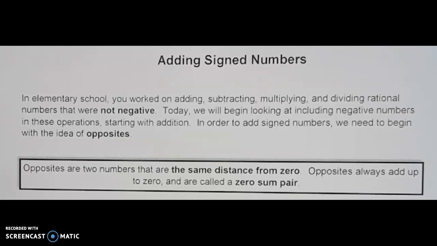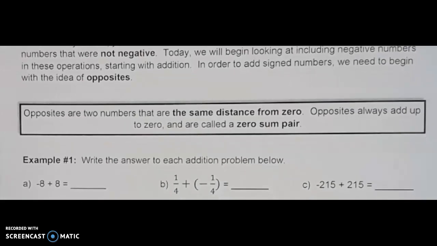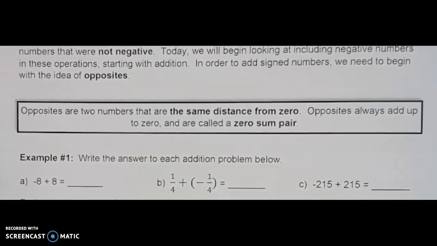In order to add signed numbers, we need to begin with the idea of opposites. Opposites are two numbers that are the same distance from zero. Opposites always add up to zero and are called a zero-sum pair. So let's take a look at our first example underneath. This should help us with the idea of adding signed numbers.